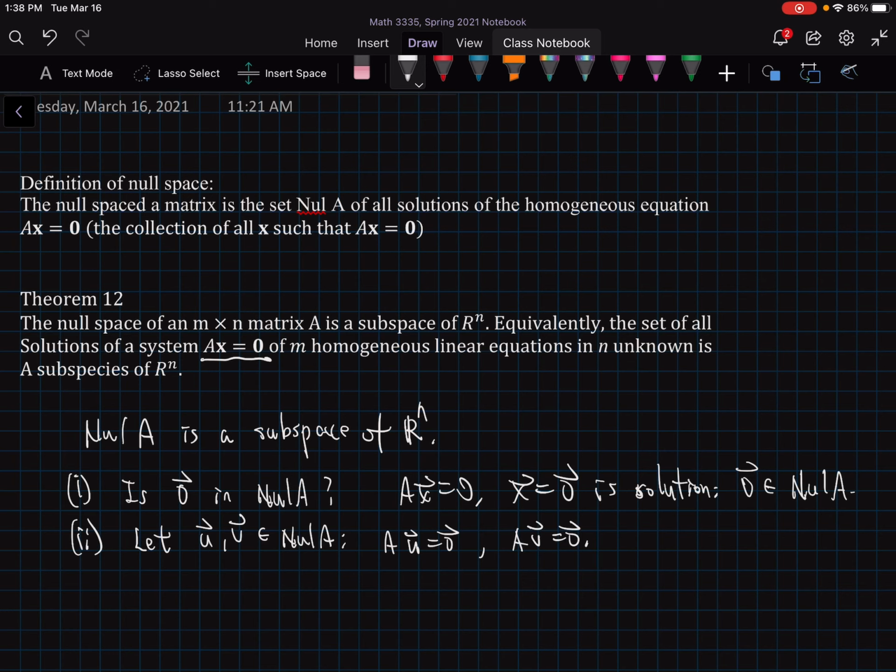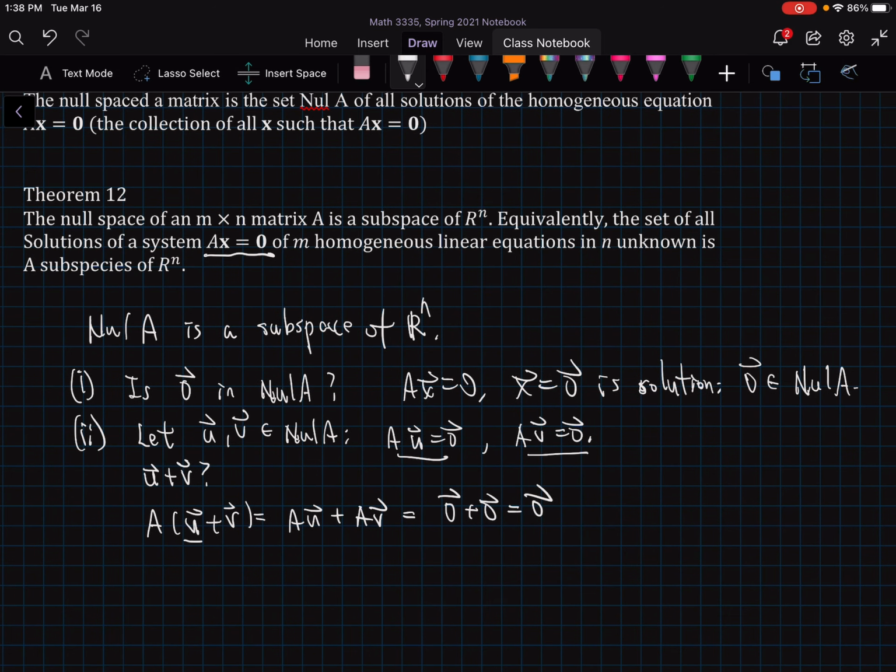So what about U plus V? Let's apply A to U plus V. By matrix addition operations, this is equal to AU plus AV. By the choice of U and V, which are from the null space, we know these two are 0 vectors, therefore the sum is the 0 vector. So A applied to U plus V also equals 0. This implies U plus V is in the null space of A.